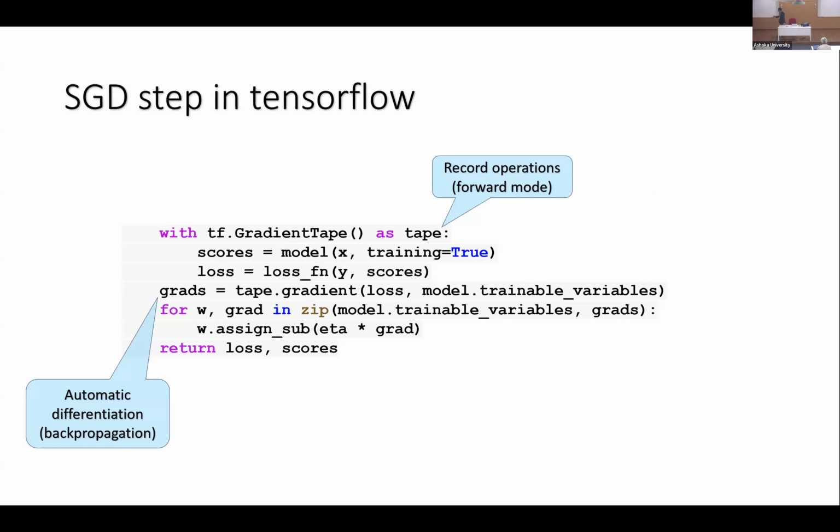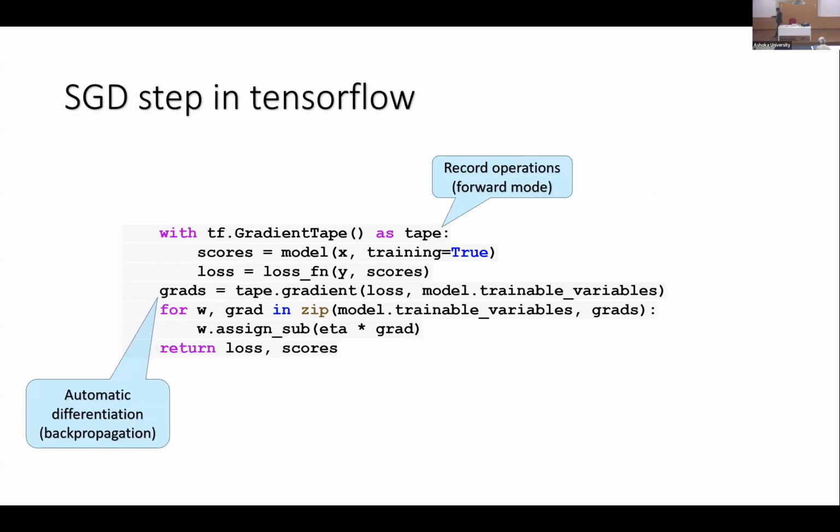And this is the overall loop for SGD. So what is it doing? Basically, with tf.GradientTape, this is one calculation on the forward side. It's able to calculate the scores and losses, and grads will be given by this. So this is doing the backpropagation step, calculating the gradient for you.